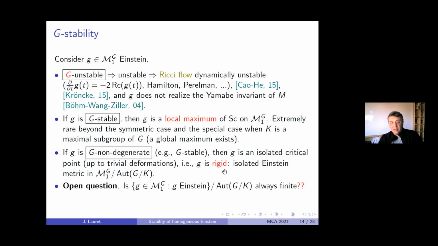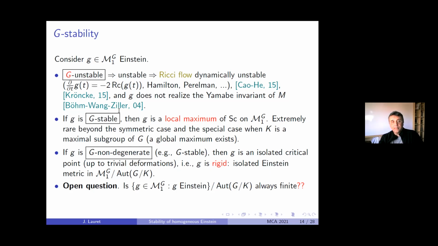We don't know yet if, given a homogeneous space, you always have only finitely many G-invariant Einstein metrics, up to isometry, of course. We don't know. This is open, and as you see, they are finite if and only if they are all rigid, because what we know is that this space is compact. That was proved also by Bohm, Wang, and Schwahn.